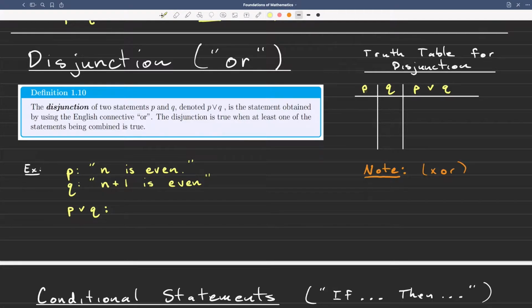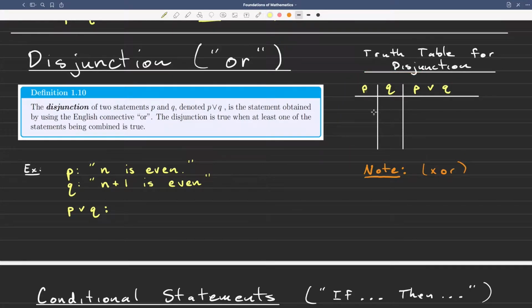So if I said roses are red or violets are blue, in order for that statement to be true, only one of those two things needs to be true. If it's true that roses are red, then the whole statement is true. It doesn't matter what happens with violets. Or if violets are blue, if that's true, then it doesn't matter whether or not roses are red is a true statement.